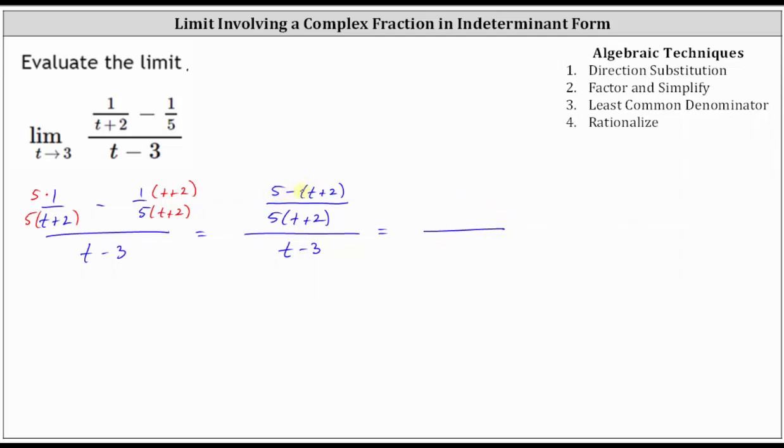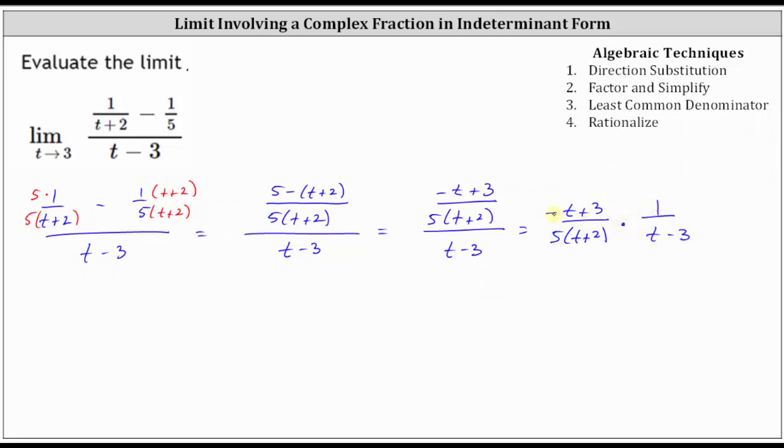Let's go ahead and simplify 5 minus the quantity t plus 2. We would have 5 minus t minus 2, and 5 minus 2 is 3. Let's write that as negative t plus 3. From here, remember, a fraction bar represents division. Dividing by t minus 3 is equivalent to multiplying by the reciprocal of 1 divided by the quantity t minus 3. So let's write the complex fraction as negative t plus 3 divided by 5 times the quantity t plus 2 times 1 over t minus 3.